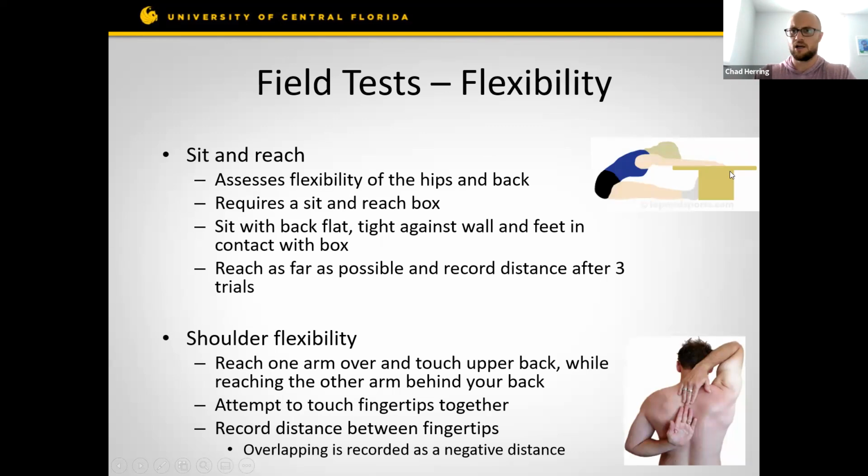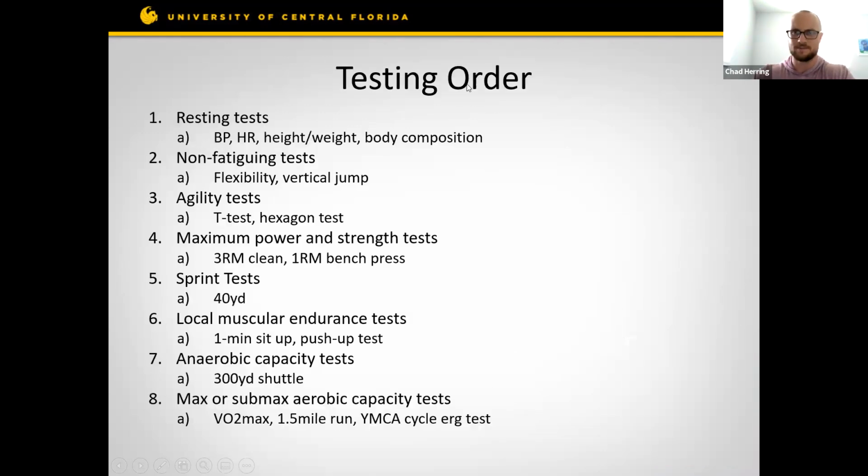Here we can see a couple. This is flexibility of the hips and lower back. And this is a common assessment that we've done, I've done with the soccer players here at UCF. You basically sit, you push a little dial forward as much as you can, and you get that measurement. Flexibility test, just if you can touch your hands together, that's a simple shoulder flexibility test.